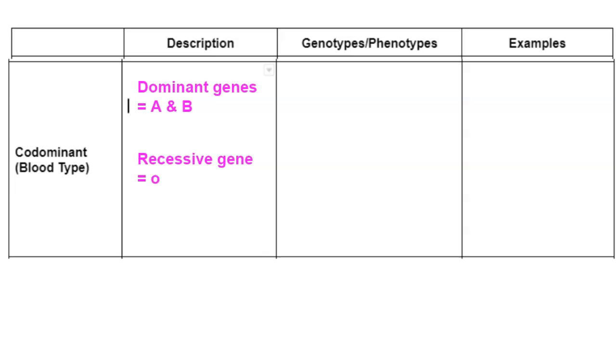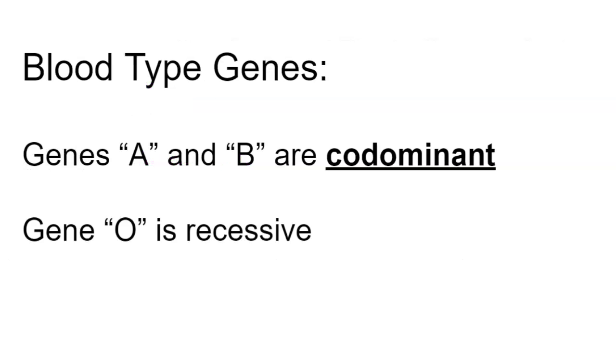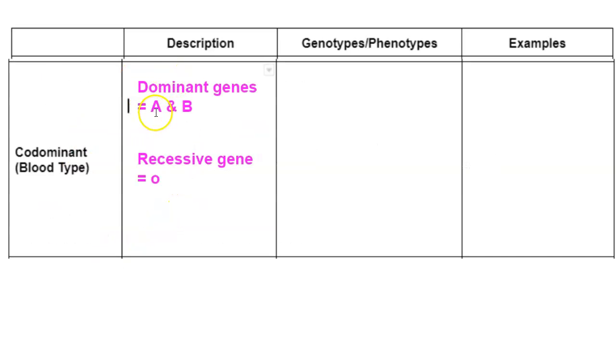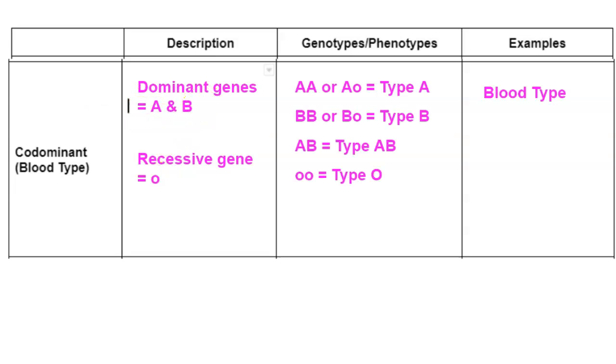We're going to go ahead and write down what our possibilities are. If I have an A gene, a B gene, and an O gene, I can have a bunch of different combinations, right? Like I could have an A and an O, or a B and an O. Or I could have two O's, or I could have an A and a B. So we're going to write down what letters correspond with what types of blood.